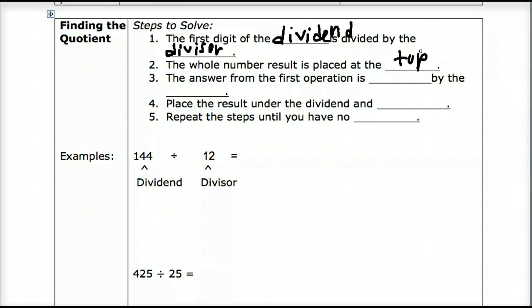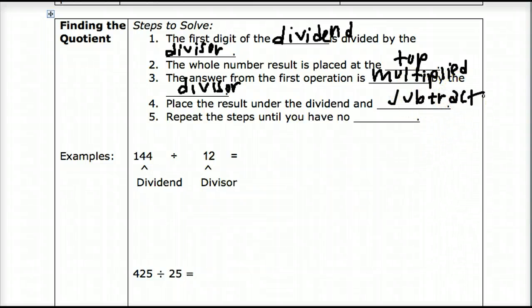Now our next step is going to be that the answer from the first operation is going to be multiplied by the divisor. Then we're going to place the result under the dividend and subtract. Followed by repeating the steps until we have no remainder. When you have a remainder of 0, we know that we are finished with the problem and that you have your quotient.